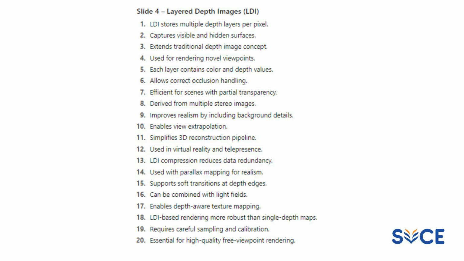This is where layered depth images come into the picture. In an LDI, each pixel stores multiple layers: the color and depth of the car, that is the foreground, and the color and depth of the building, that is the background.